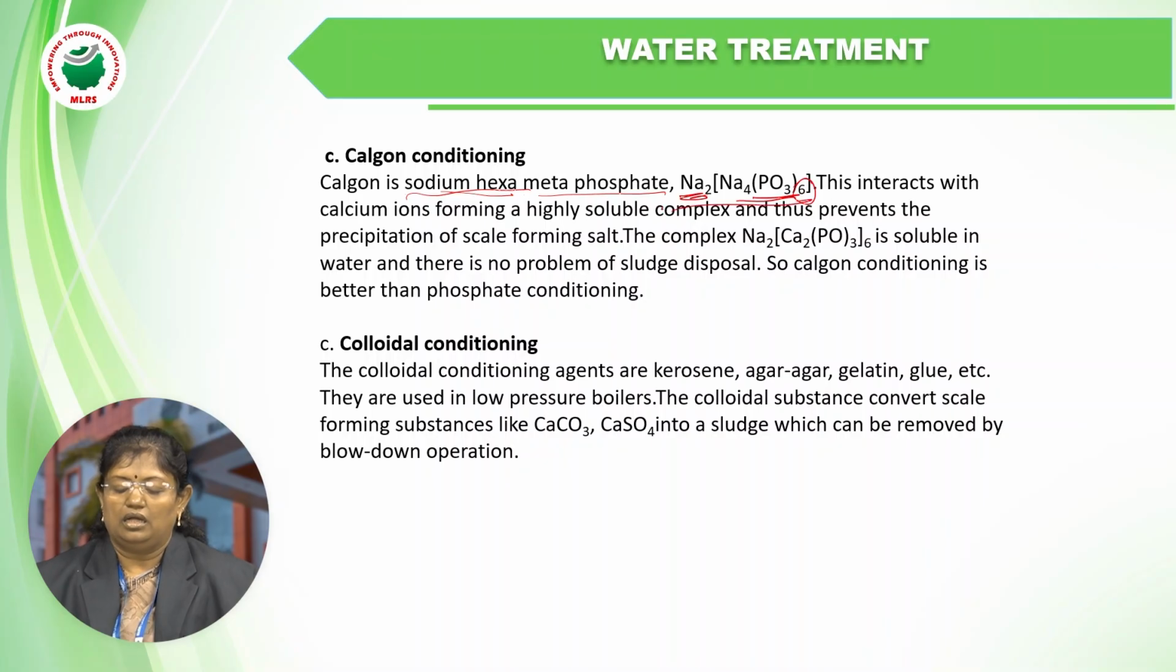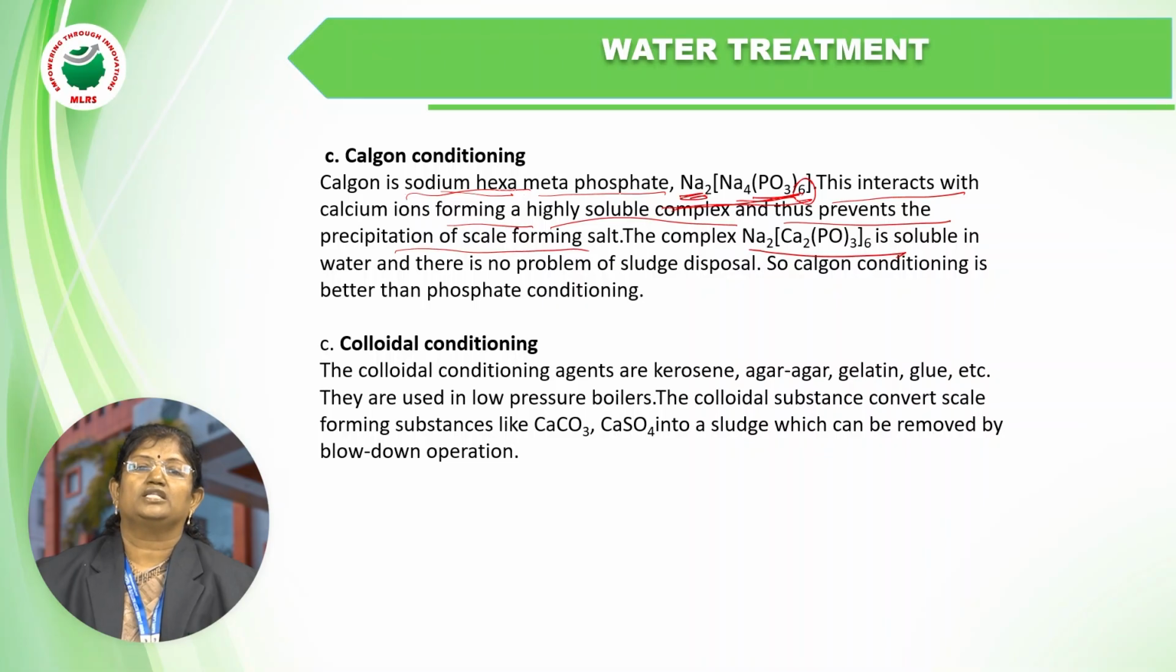And this is the chemical name of sodium hexametaphosphate. This interacts with the calcium ion to form a highly soluble complex that prevents the precipitation of scale forming salts. So the complex will form when added to the hard water containing the calcium ions.